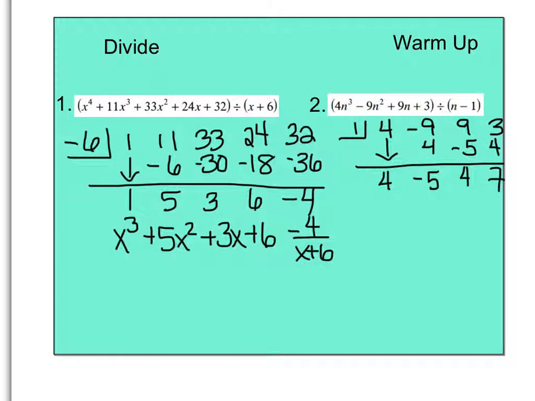And again, we always start with an exponent 1 less than the highest, so that means since it was an n cubed, we're starting with an n squared. So 4n squared minus 5n plus 4, and then plus our remainder of 7 over n minus 1. That should have been pretty much review, because again, you were just tested on this.